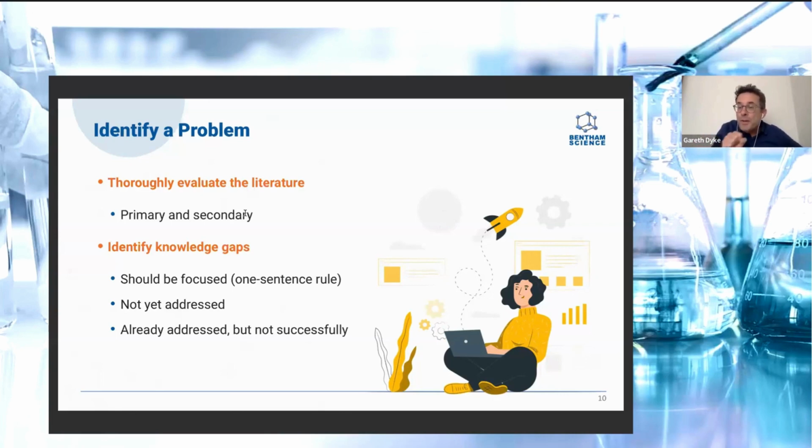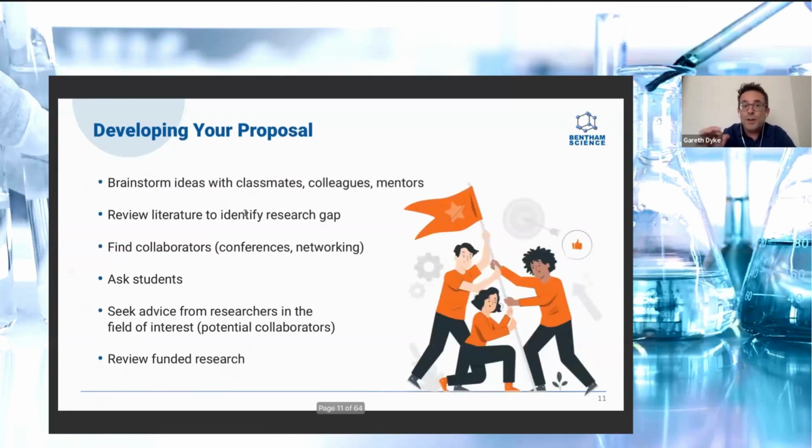However, also, many funding applications look at previously addressed questions that perhaps have not been solved successfully. So are you going to be doing a piece of research in a different way to other workers who've come before? So we have an idea. We're thinking about where we're going to put that idea in as a funding application. We're also then going to develop that proposal.